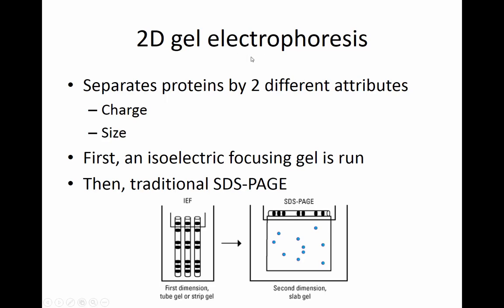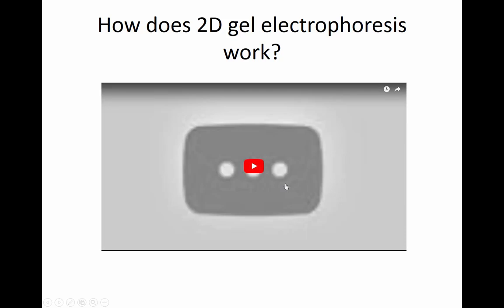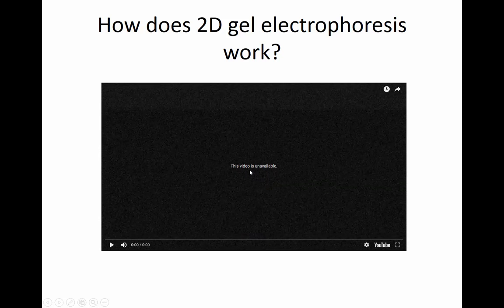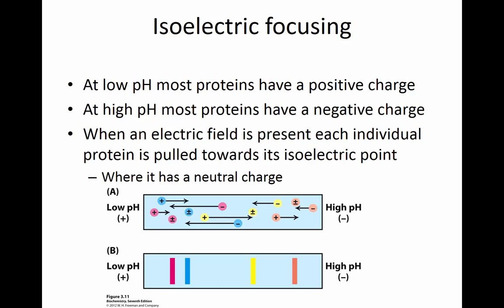So again, 2D gel electrophoresis separates proteins by two different attributes, like I said, charge and then size. First you run the isoelectric focusing gel, then you run traditional SDS-PAGE. And so then you see proteins are separated by charge, and then finally by molecular weight. Well, maybe we'll get this video after all. Let's see what we come up with here. The video is unavailable, so we'll come up empty-handed on that, and that's fine, because we're not really going to do much with 2D gel electrophoresis.